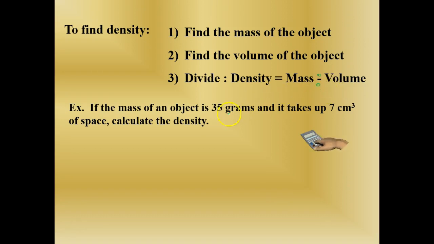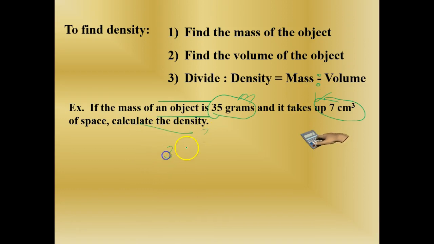So if the mass of an object is 35 grams and it takes up 7 centimeters cubed of space, calculate the density. When you're working these problems, I want you to circle the numbers and the units. Then you're going to label it. If it's grams, we know that's the mass. We know this is the volume. We're looking for the density, because it says calculate the density, and that's your question.